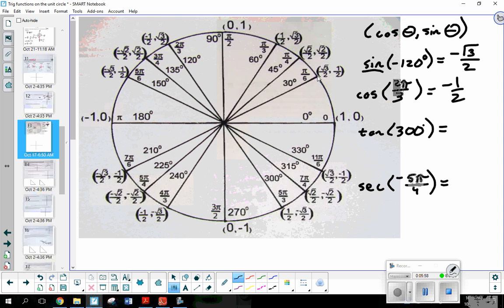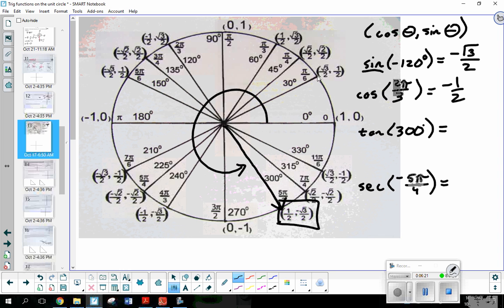Tangent of 300 degrees. Kaushal, what quadrant's that in? Fourth quadrant. Okay, so I'm going to start here. It's positive, so I'm going to rotate all the way around. Here is 300 degrees. Okay, there you go. So there's 300 degrees. So here is the ordered pair that corresponds to that particular angle measure.